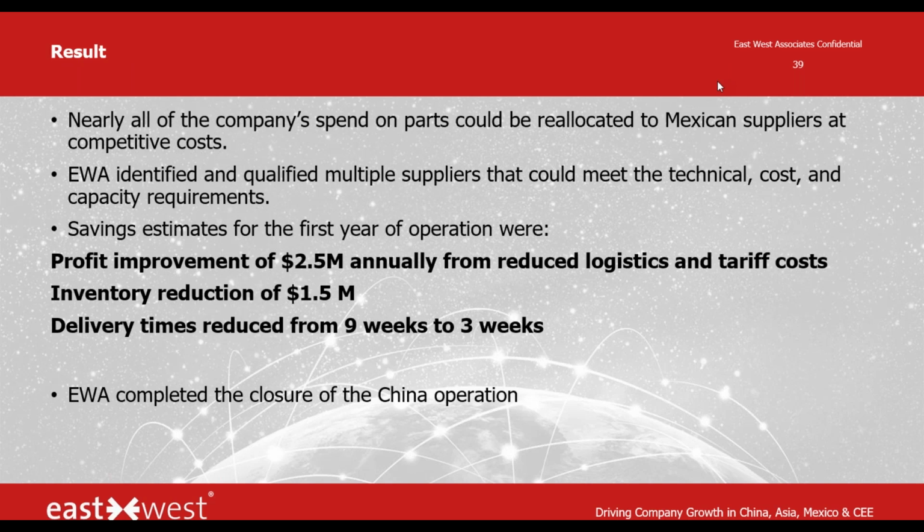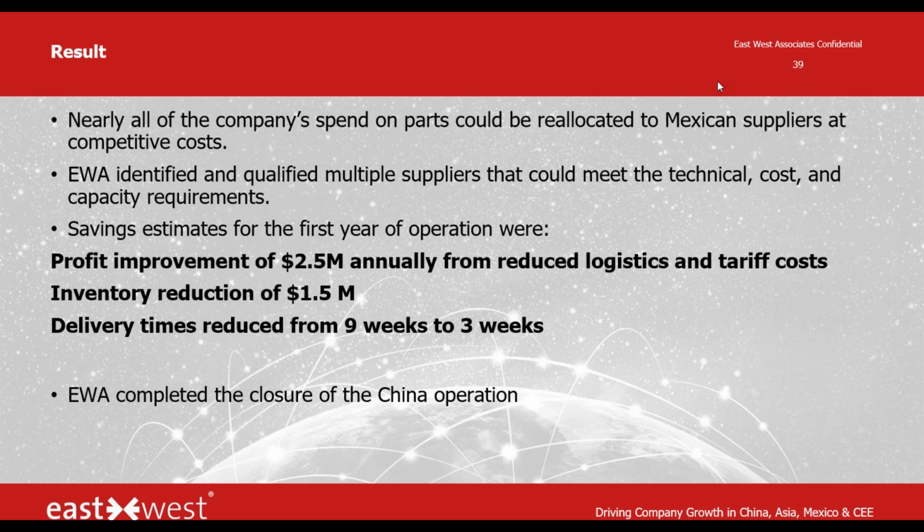We were able to move most of the products from China to Mexico. We identified multiple suppliers, and the cost savings really came through more on logistics and tariffs. In other words, we're not paying 25% tariffs now. We're not paying $9,000, $6,000 a container on the water. We're not tying that inventory up on the water for 6 to 9 weeks for $1.5 million.